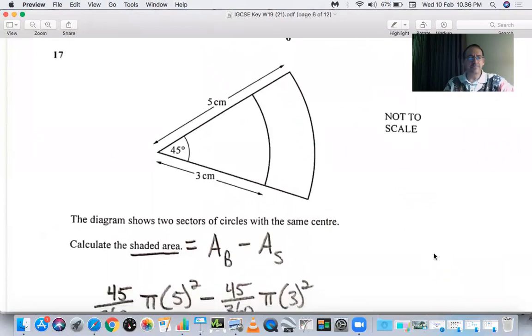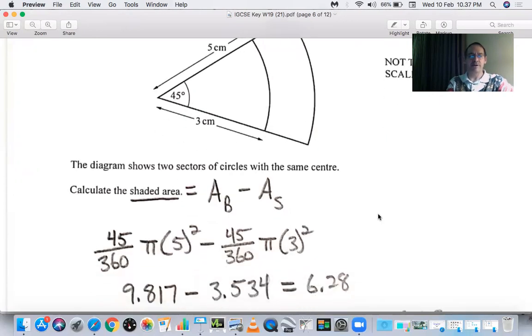Now this is much clearer. You scan here. Number 17, the diagram shows two sectors of circles with the same center. Calculate the shaded area. Of course, in these scans, the shaded area doesn't show up very well. This outer part out here is what is shaded. So to find the shaded area, we need to take the area of this big sector minus the area of the small sector to get this outer part here.